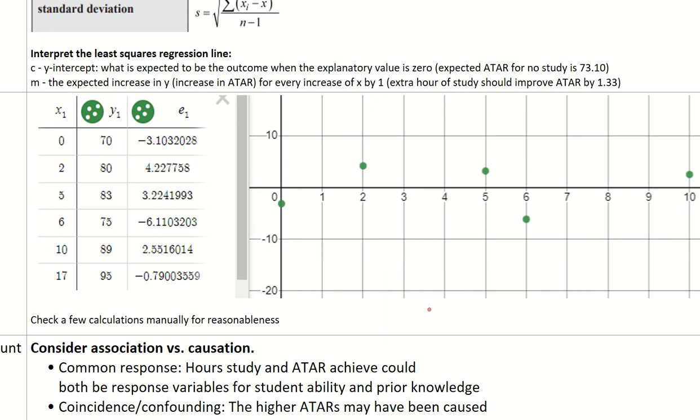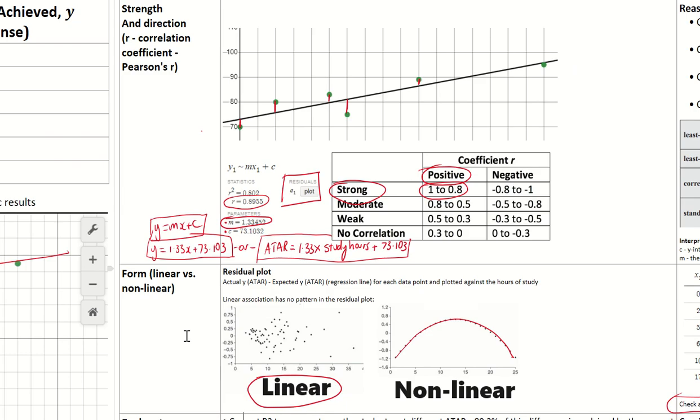For your IA1, I would recommend just checking a few of those calculations manually to justify the reasonableness of your residual plot. So we're happy. We know the strength, the direction, and the form of our scatter plot, and we have some analytical procedures to support those statements. So we close our laptop, finish the exam, we're done.